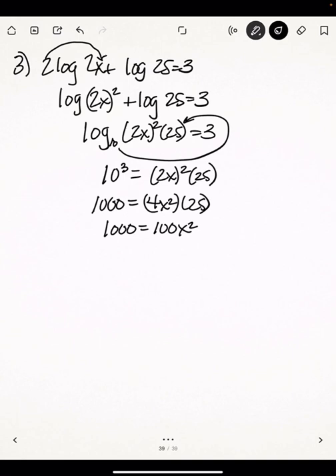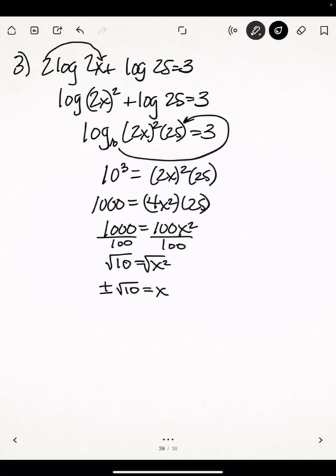So again, because we only have 1x squared, we're going to divide both sides by 100 and get 1,000 divided by 100 is 10 equals x squared. And just like in the last example, we're going to find the square root, and we're going to wind up with plus or minus the square root of 10 equals x. All right?